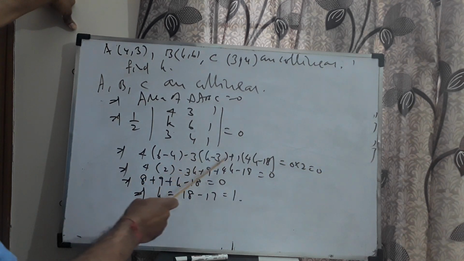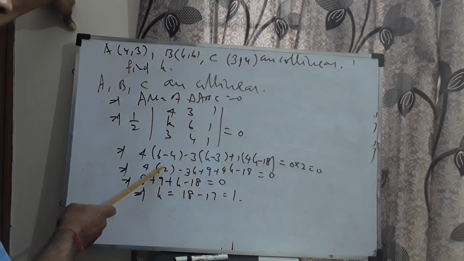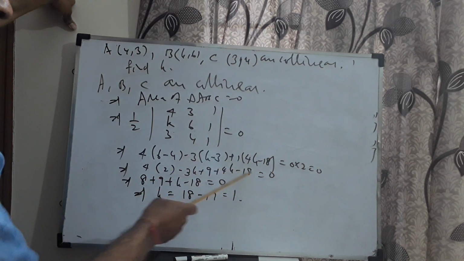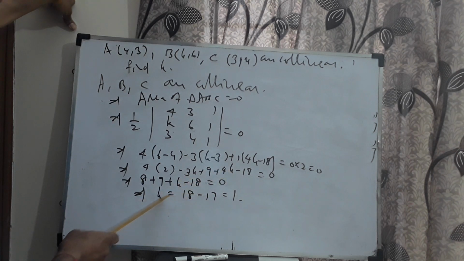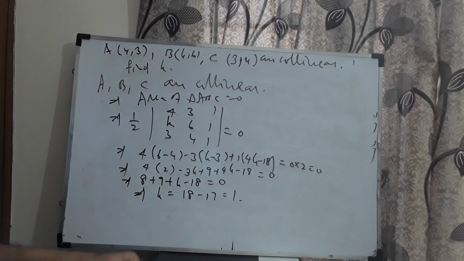4 into 2 minus 3K plus 9 plus 4K minus 18 is 0. Then of course 8 plus 9 minus 18, 4K minus 3K is K. K is 18 minus 17. Value of K happens to be 1. If value of K is 1, the points will be definitely collinear. The points will be collinear.